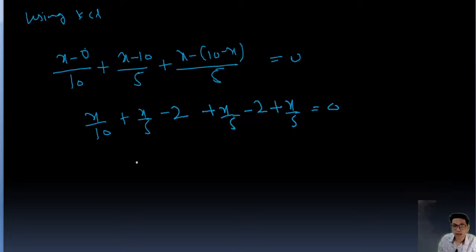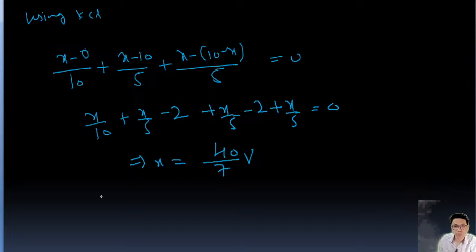So from here, the value of X is going to be 40 upon 7 volt. This is the value of X, guys. Now we'll find this I1 and I2.